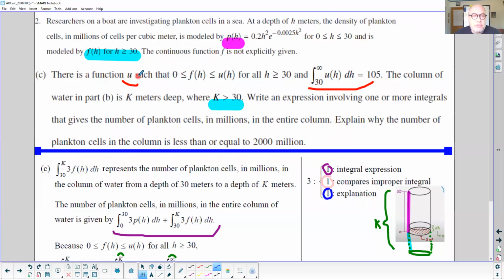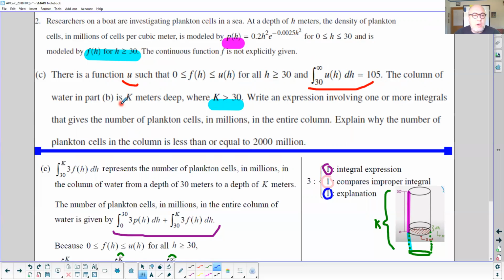So there's a function of u such that this u is larger than the f. So the f is under the u. And then this is always true for h bigger than 30. Remember, f of h is bigger than 30. Below 30, you have to use this P of h piece. And they also know that the integral from 30 to infinity of this u is 105.